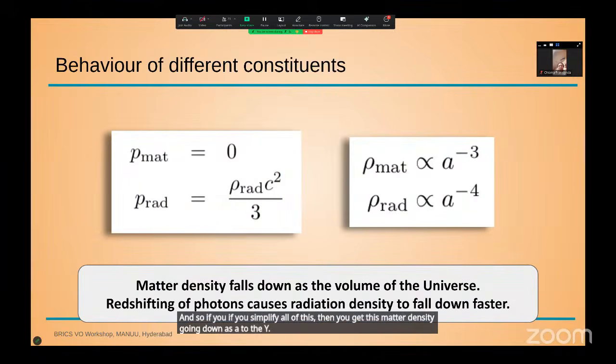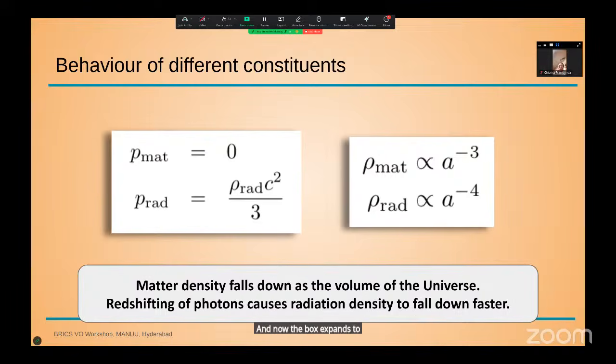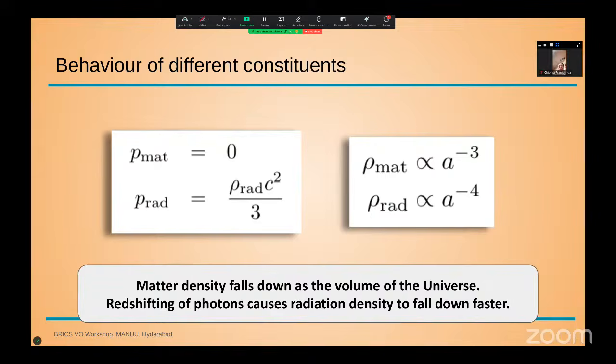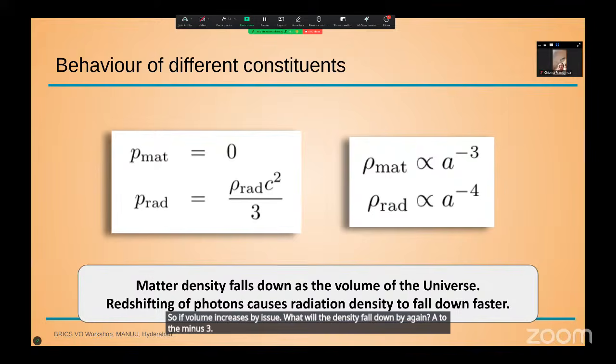Let me give you an intuitive explanation for this. Let's consider a box. There is some matter inside it, and now the box expands by a scale factor A. Each of the dimensions is expanding by a scale factor A. How much will the volume increase? A cube, right? And so if the volume increases by A cube, what will the density fall down by? Again, A cube, A to the minus 3, basically. And so the density of matter falls as A to the minus 3.